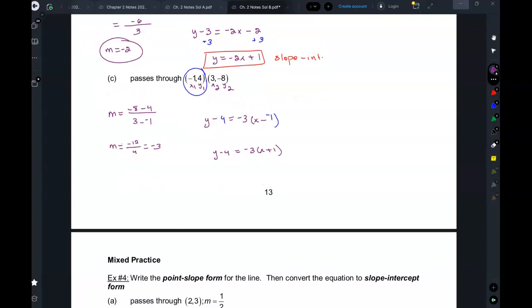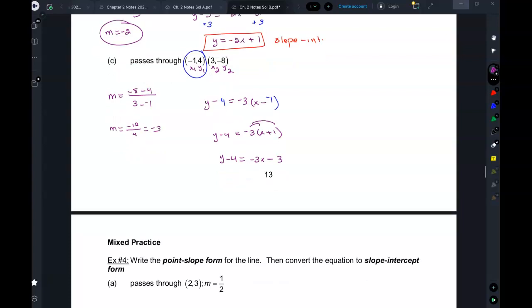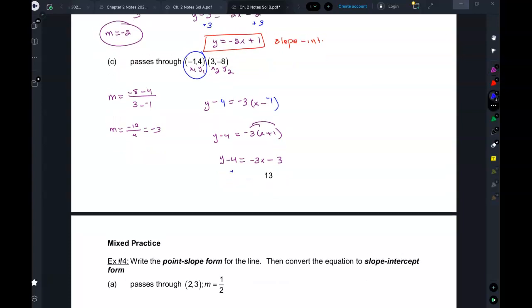Now what do I do? Distribute, right? y minus 4 equals negative 3x minus 3. And then add 4, y equals negative 3x plus 1.